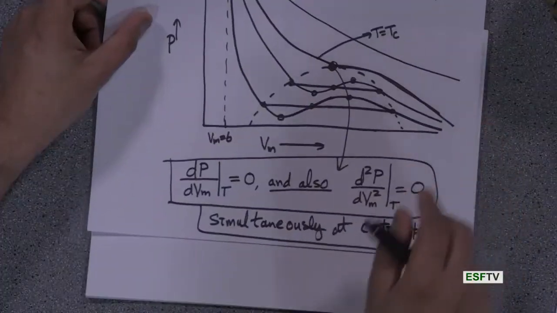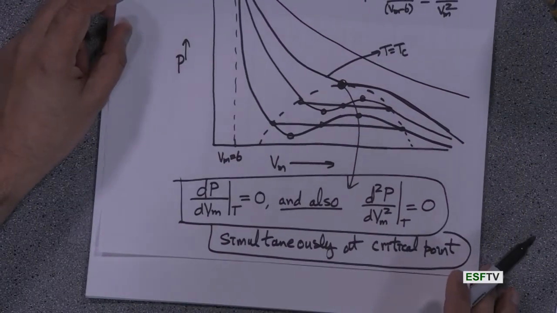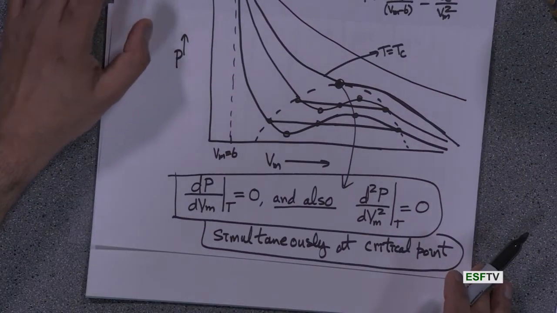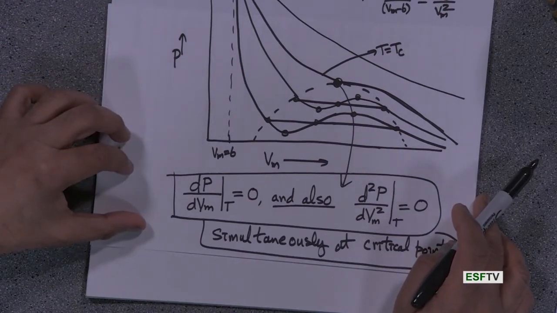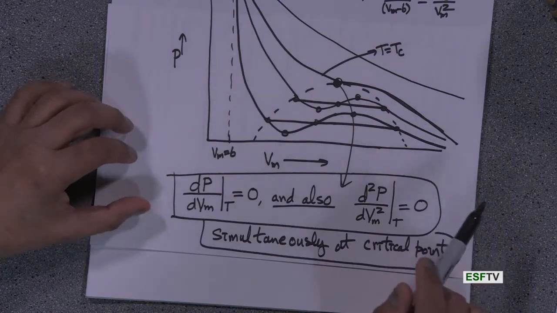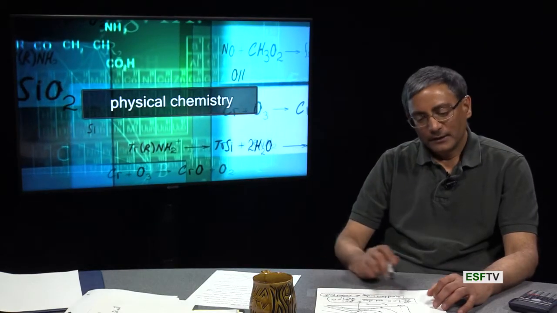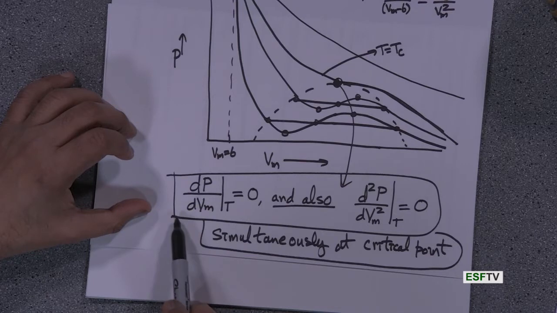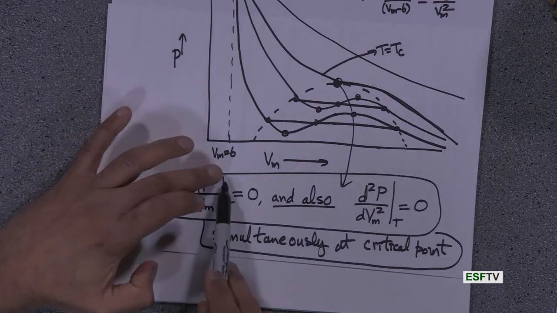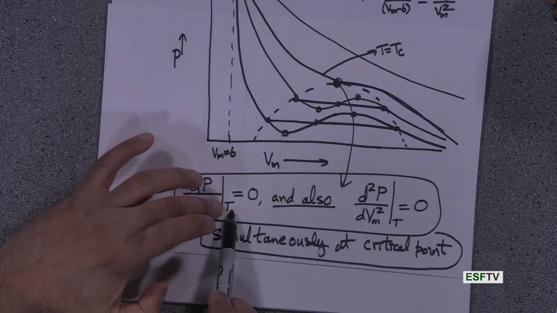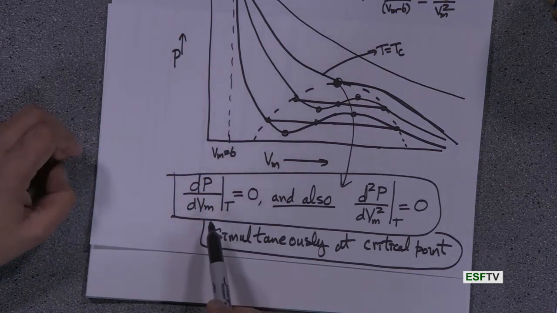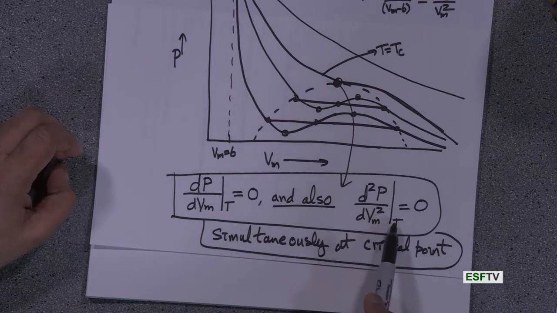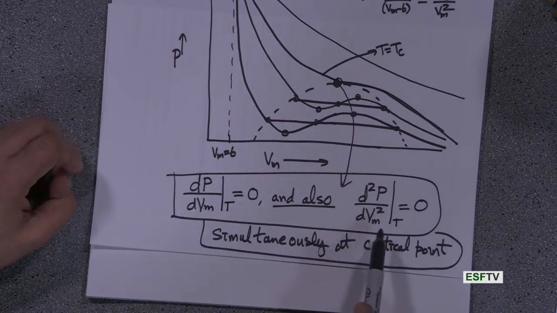Oh, and before I do that, I should point out for those who have taken several extra classes in calculus 1, 2, 3, 4, 5, 6, 7, I don't know how many calculus classes there are. This notation dP over dV molar, vertical line, T at the bottom saying at fixed temperature, is called a partial derivative. This is also a partial derivative. It's the partial second derivative of pressure on molar volume.